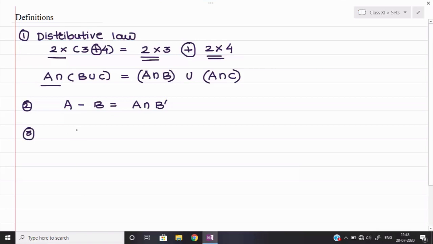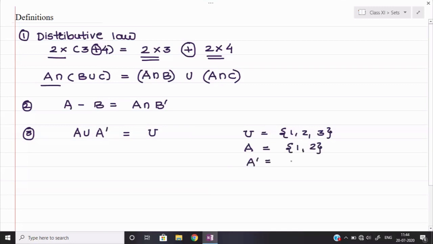The third thing is A union A dash, which is always equal to the universal set. This I will explain with the help of a solved example. Suppose U is equal to {1, 2, 3}. Suppose I say A is equal to {1, 2}. Then what will be the value of A dash here?